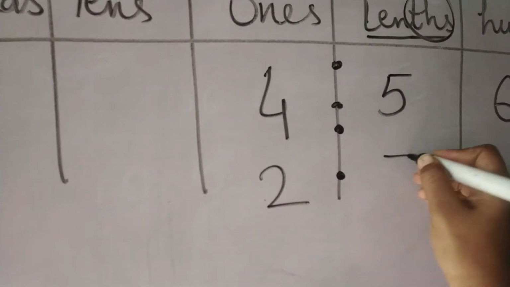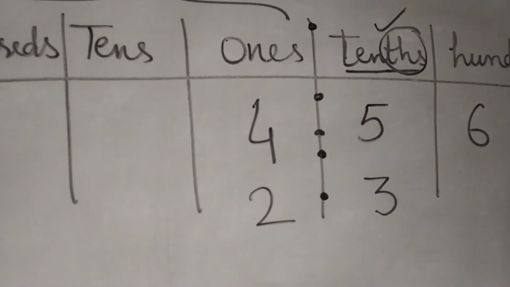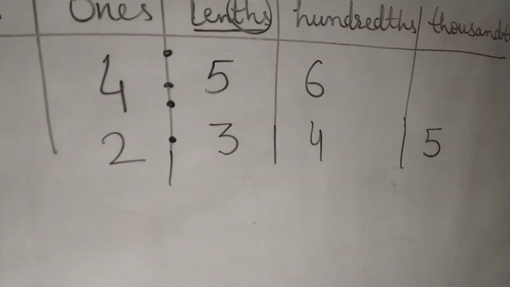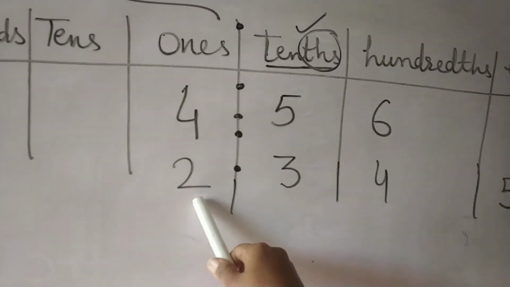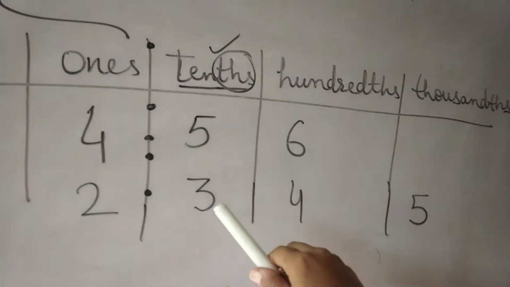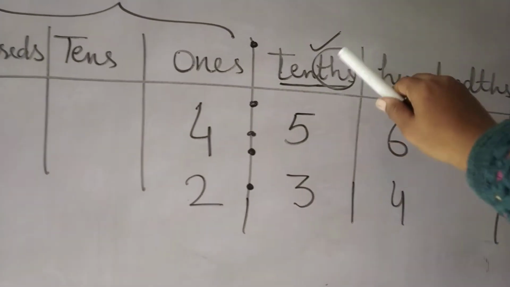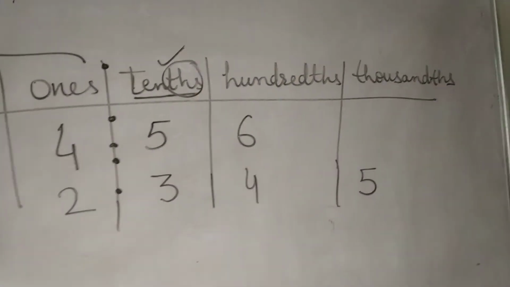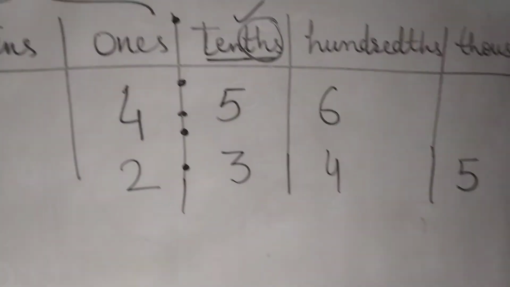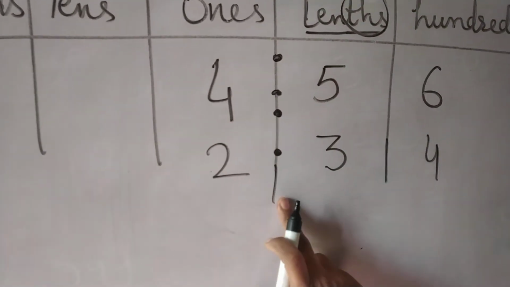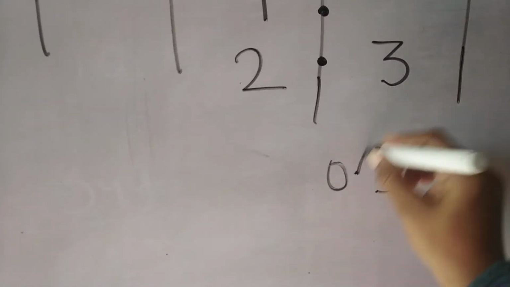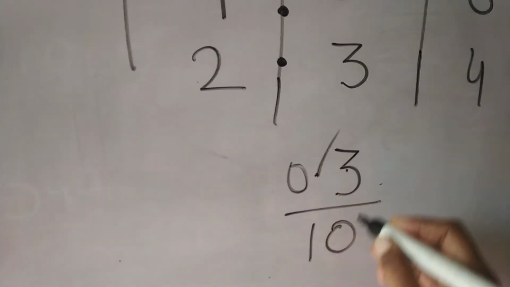Suppose 2.345. So here I should read it as 2.345. But 3 is not at its hundreds place. 3 is at tenths place, 4 is at hundredths place and 5 is at thousandths place. Children, why is it at tenths place? Because this is 0.3. So if I take it as 0.3, I will remove this decimal.